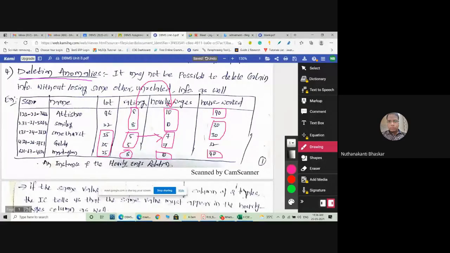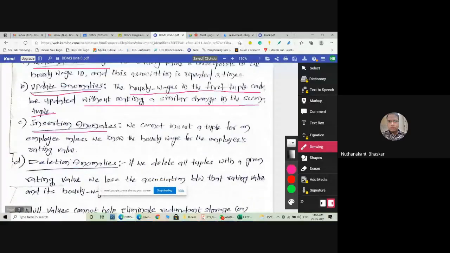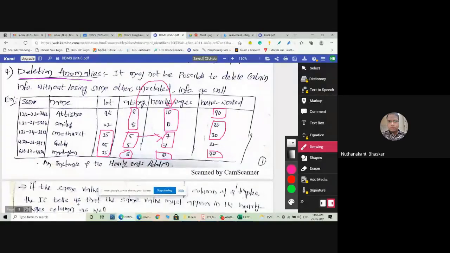When you update, insert, or delete, we compulsorily need to follow this mechanism. Otherwise your insertion is wrong and your deletion is wrong. Otherwise your insertion and deletion become anomalies. Because if you want to delete rating 8, these 2 records are going to be deleted. If you want to update this 8, these 3 records are going to be updated.